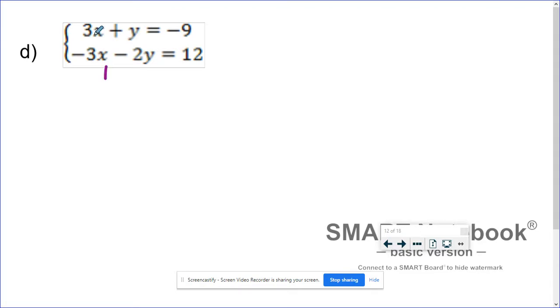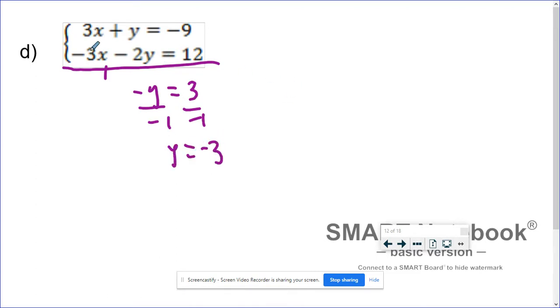Last one here. Since the x's are opposites, we can just add them like we did for examples A and B. I don't need to do that extra step like I did for C. So when I add down, the x's are gone. Y plus negative 2y is negative y. Negative 9 plus 12 is 3. When I divide by negative 1, I get y is equal to negative 3.